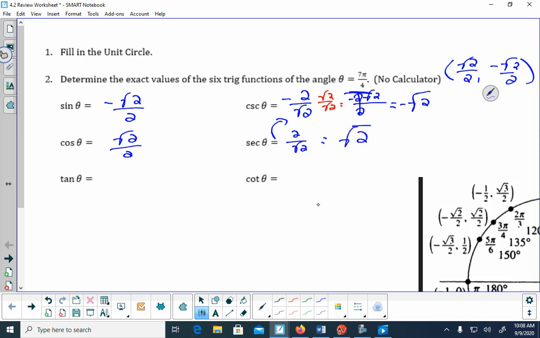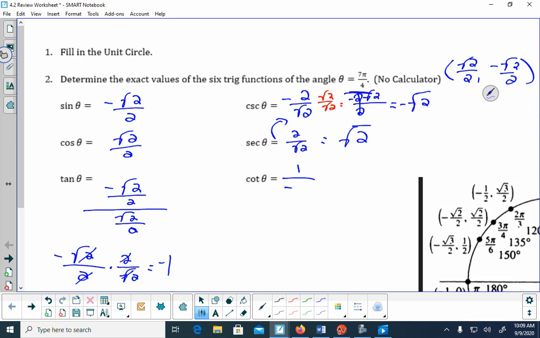To find the tangent, I take my y, or my sine, which is a negative square root of 2 over 2, and put it over my x, or my cosine, which is a positive square root of 2 over 2. If you didn't realize that you were dividing the same thing by the same thing, you would multiply by the reciprocal. And when I do that, the 2's will simplify, the square roots will simplify, and I'm left with a negative 1. So my tangent is a negative 1. The cotangent is the reciprocal of that, so technically I'm taking 1 over a negative 1, which will just be negative 1. So those are the 6 trig values for 7 pi over 4.